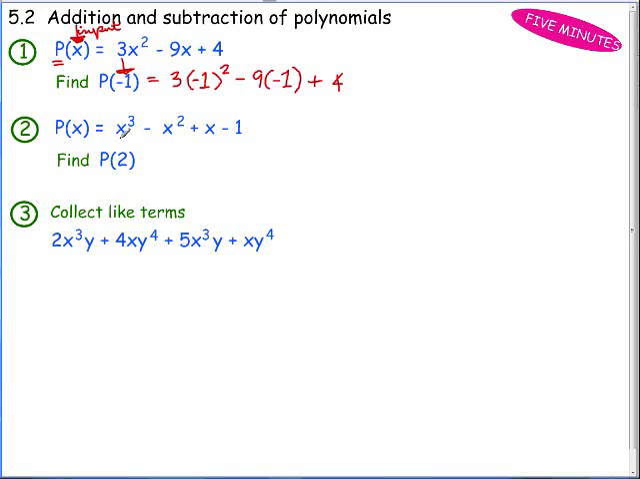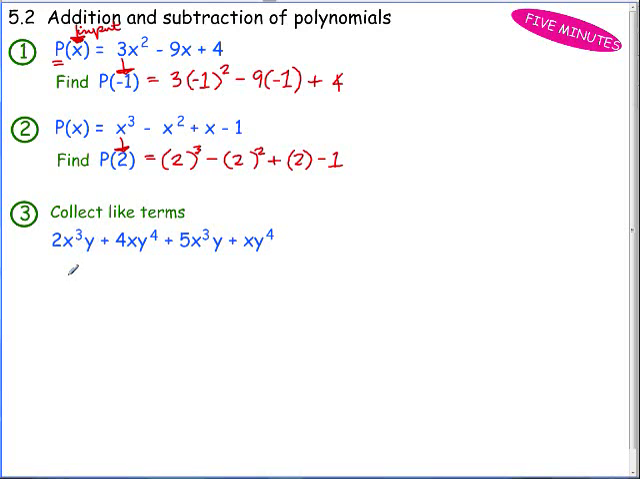But oftentimes, its usefulness to us is at a particular value. So in this case, we're going to put in 2. So we're going to cube that input, 2. We are going to subtract the square of that input, 2. We're going to add 1 of that input, 2. And then subtract just a plain old 1.